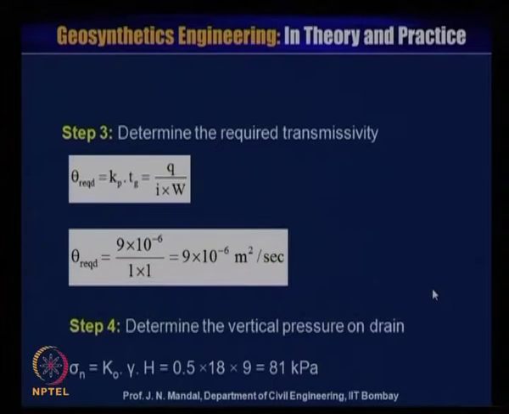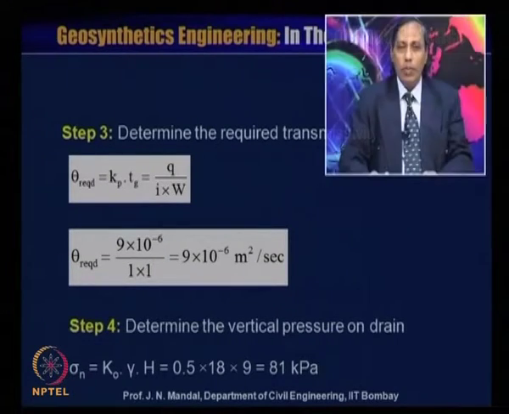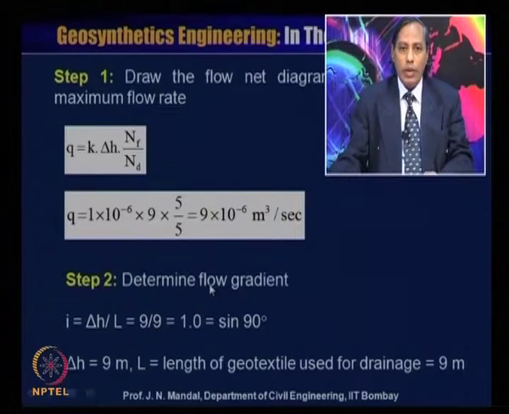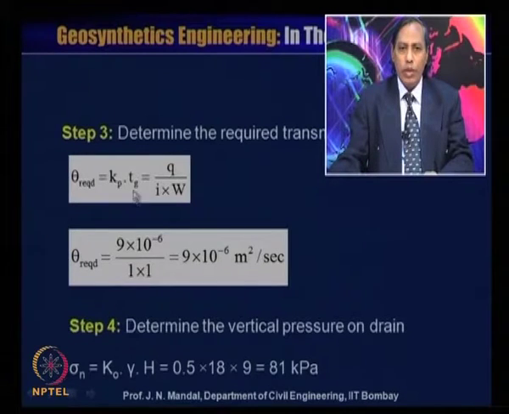Step 3: determine the required transmissivity. We know the equation: transmissivity theta required is equal to Kp into Tg, which is equal to Q divided by i into W. We know Q is 9 into 10 to the power minus 6 meter cube per second, divided by i into W, that is 1 into 1. So, theta required will be equal to 9 into 10 to the power minus 6 meter square per second.